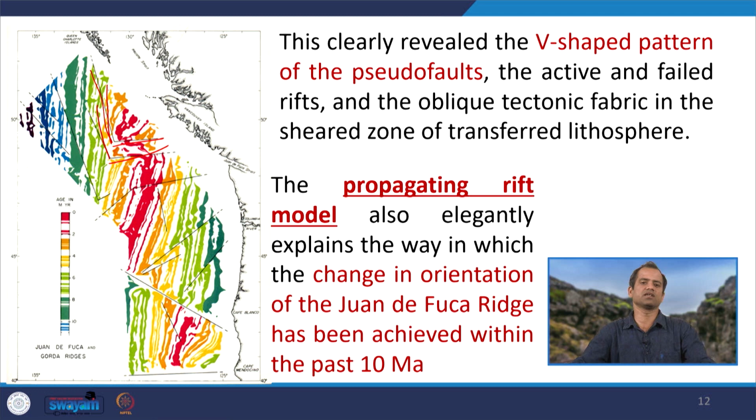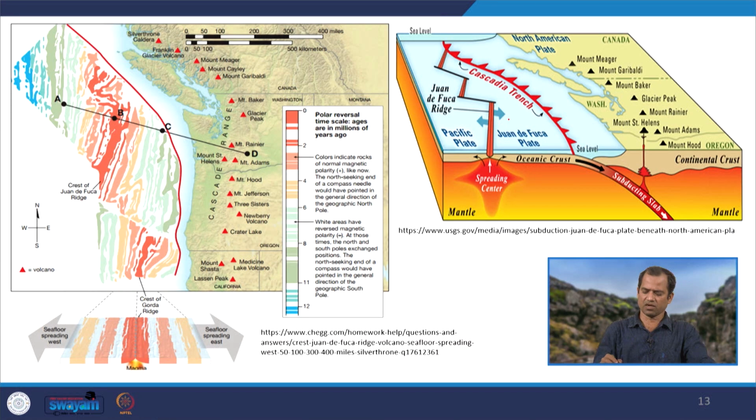And this propagating rift model also elegantly explains the way in which the change in orientation of the Juan-de-Fuca fault and Juan-de-Fuca ridge has been achieved within the past 10 million years. So, you can see here this Juan-de-Fuca fault, this is the Juan-de-Fuca plate and this is the Pacific plate, and how in the last 10 million years it has changed orientation from one plate to another plate, that means jumping. So, that could be explained by this propagating rift system.